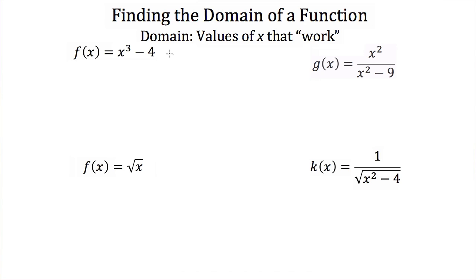With certain functions, there are values of x that just don't work. Let's look at our first example here. F of x is equal to x cubed minus 4.